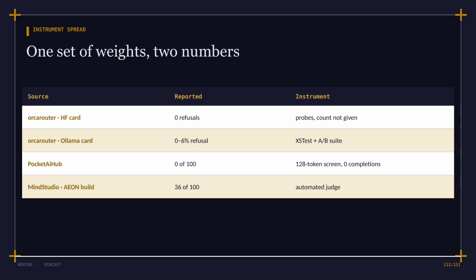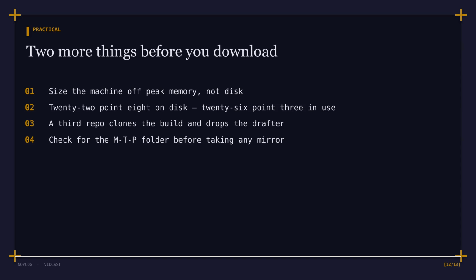And the last row is a different ablation of the same base model, scored by an automated judge instead of a phrase list, coming in at 36 out of 100. None of these numbers can be compared with any of the others. No shared benchmark, no shared token budget, no shared definition of refusal, and in 2 of 4 cases, no published denominator at all. 2 practical things before you go and pull this.